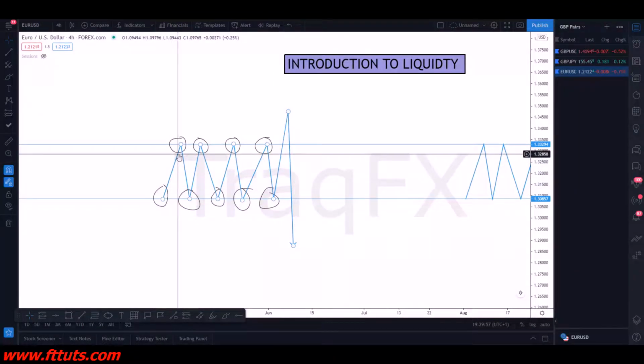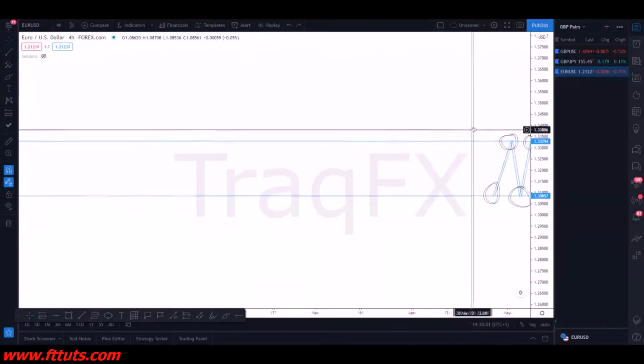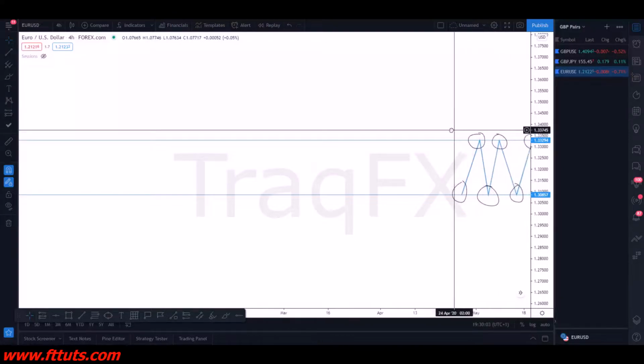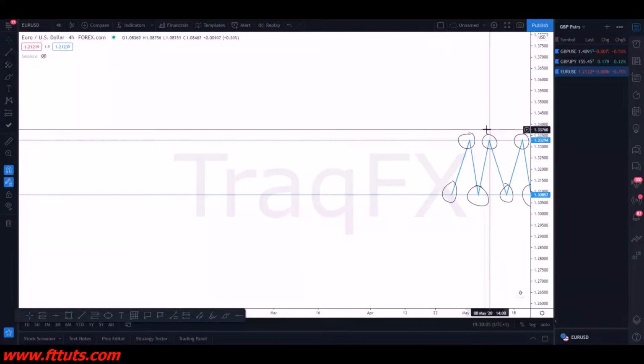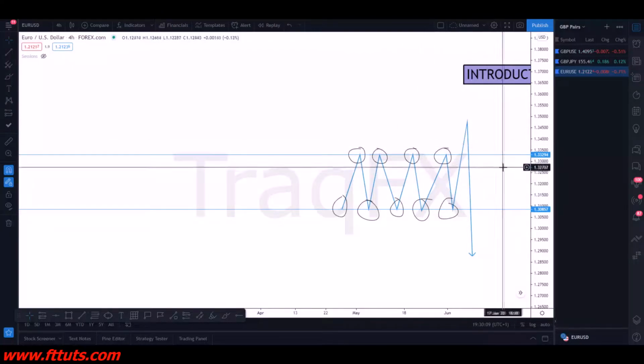So think of this as 1 million positions got added on over here, and then 500,000 positions got added on, and then 100k, and then 20k. So the more tests it gets, the less positions are being added on. That's how we should think.